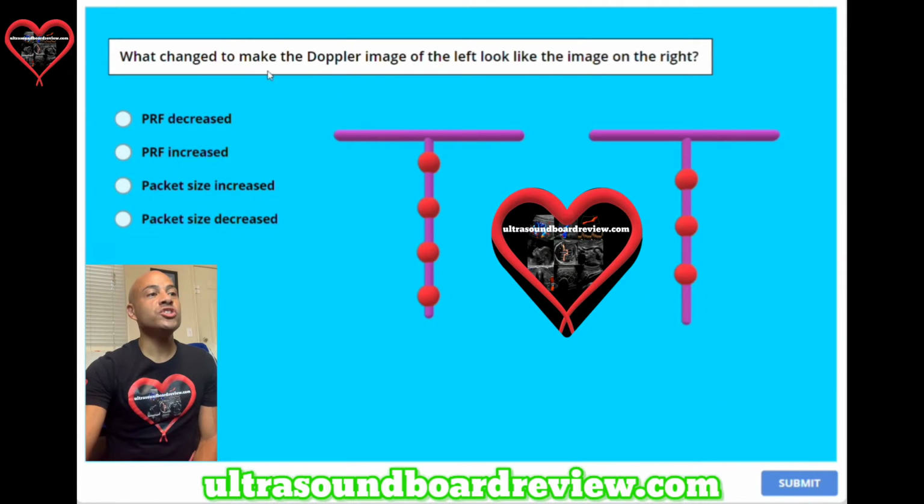Question 1. What changed to make the Doppler image on the left look like the image on the right? A. The PRF decreased. B. PRF increased. C. Packet size increased. Or D. Packet size decreased. So what changed to make this image here look like this image here?